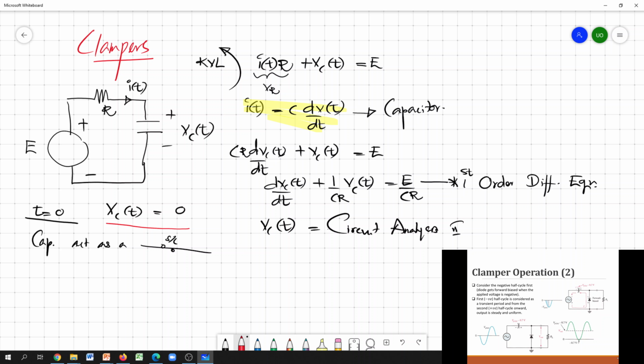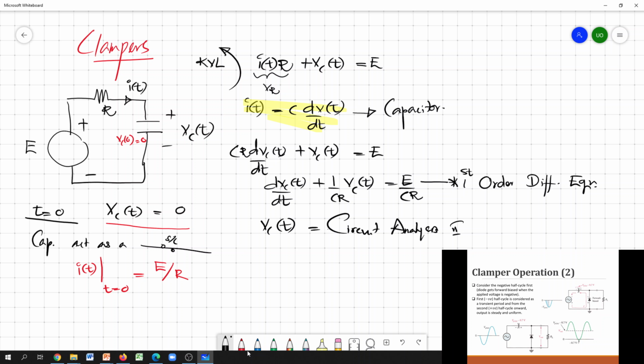So then the initial current i(t) at t equals 0 is equal to E divided by R, because there is no drop across this capacitor. So VC(0) is 0. The current flowing through the network would initially, at t equals 0, be E divided by R. So this is the current at t equals 0.